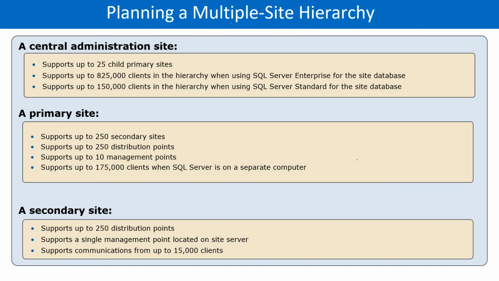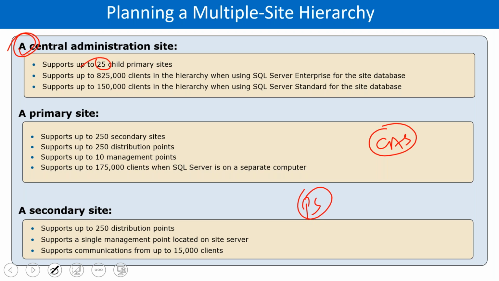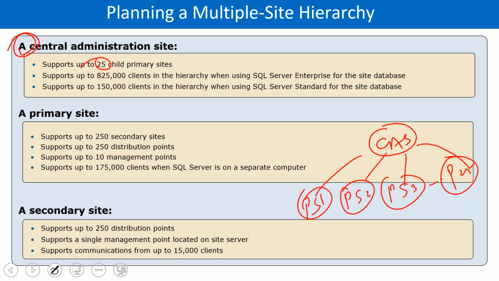Now the hierarchy, the capability. Now understand this one. One central administration site can support up to 25 child primary sites. Like you have one CAS, and you can have multiple primary sites, primary 1, primary 2, primary 3. It can go up to primary 25. Maximum it can have 25 child primary sites. Clear? That's the maximum number. Any question, guys, in this one?